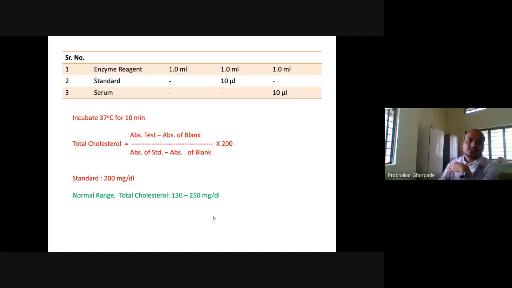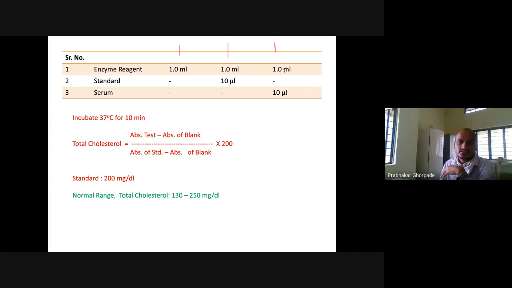And again, if you are doing the test, you are taking 3 tubes. So 1 tube, 2 tube, 3 tube. In the blank, you have to take only enzyme reagent. In the standard, you have to take 1 ml of the enzyme reagent and 10 microliter of the standard.